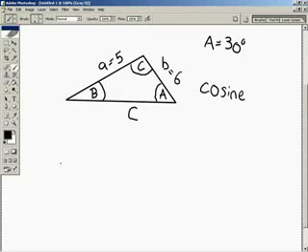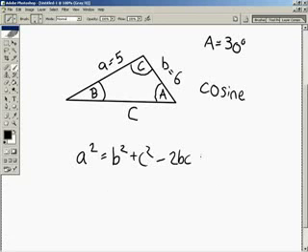Well, cosine looks really complicated. In fact, some people get very confused because there are 3 formulas to remember for cosine. A squared equals B squared plus C squared minus 2BC, and then cosine of A.